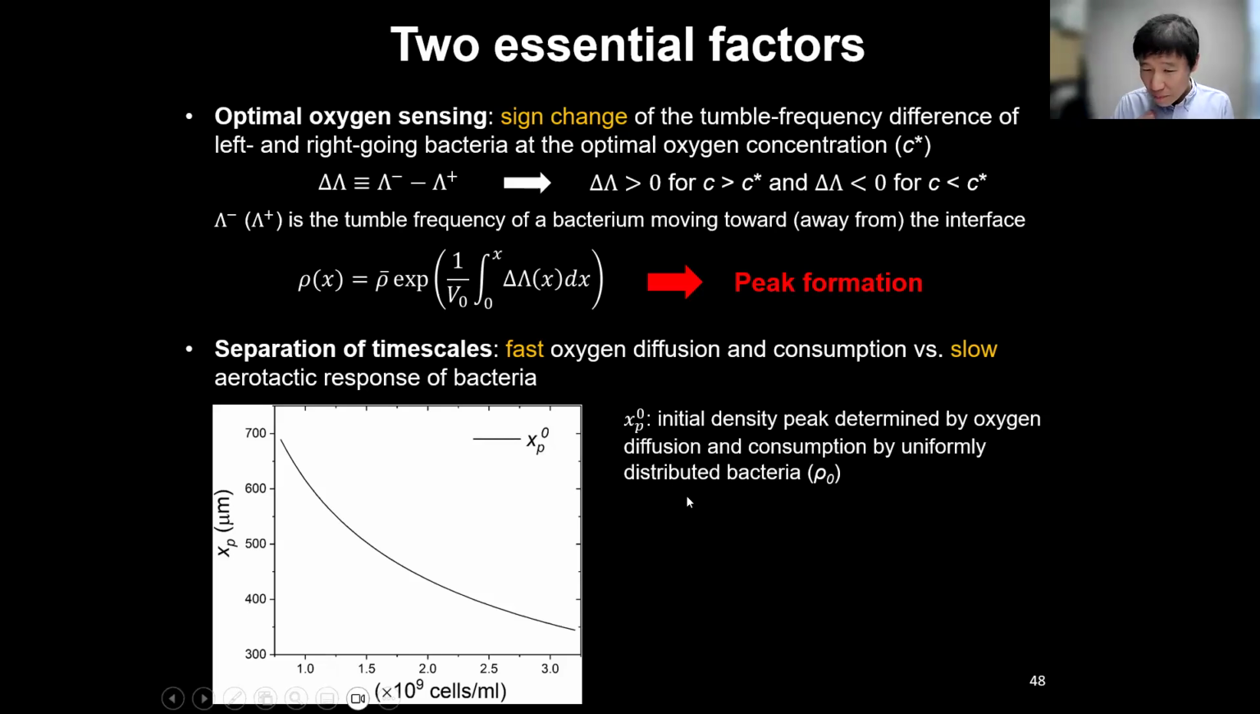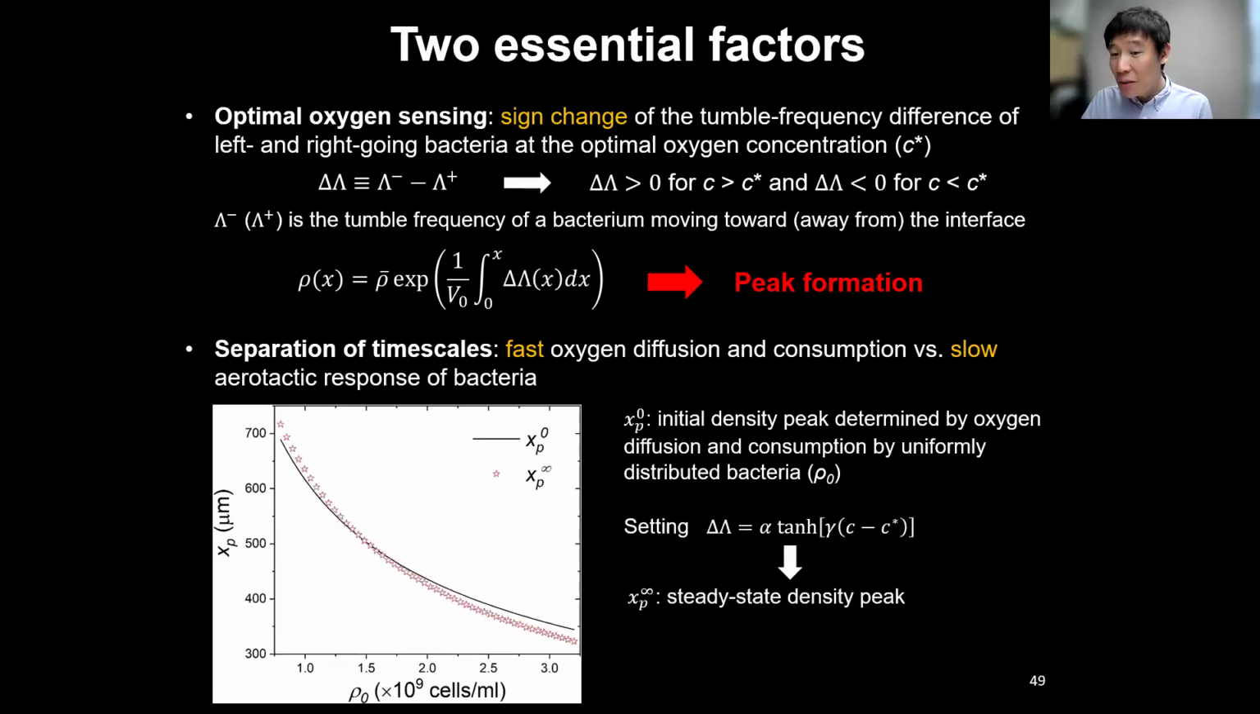Assuming there's a time separation, first you set up your bacterial concentration uniformly at this average concentration rho 0. You can calculate, just using the oxygen consumption diffusion equation, where the optimal concentration of oxygen is. From that, you can back out the peak location. That's basically XP0 that I show you here with this black line. This is under the assumption that the bacteria do not move, even though all the bacteria consume oxygen. Next, you can argue that when bacteria start to move, because at a longer time aerotaxis becomes important, you can again calculate the location of the optimal oxygen concentration and then associate the peak position, which is the star symbol that I show you here.